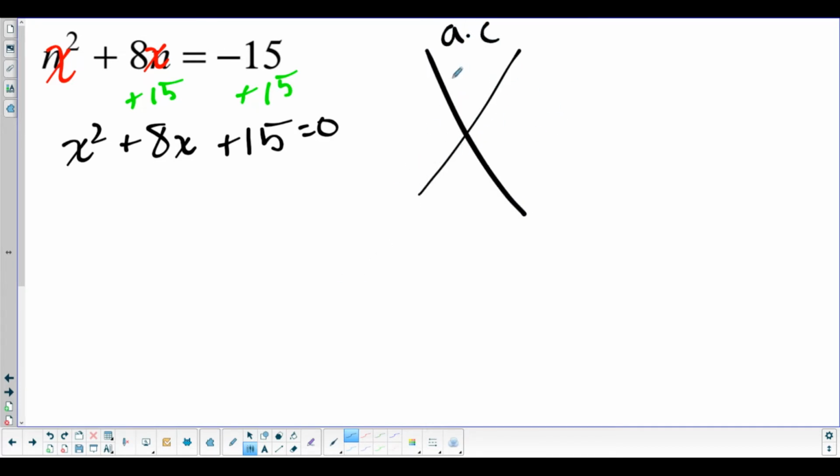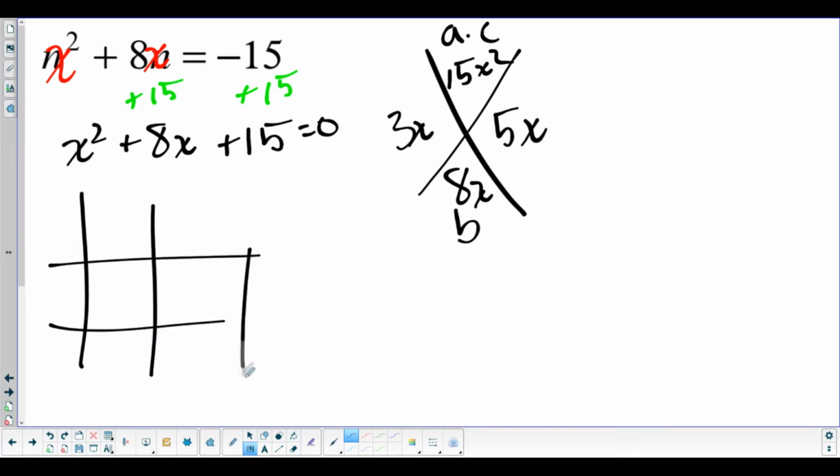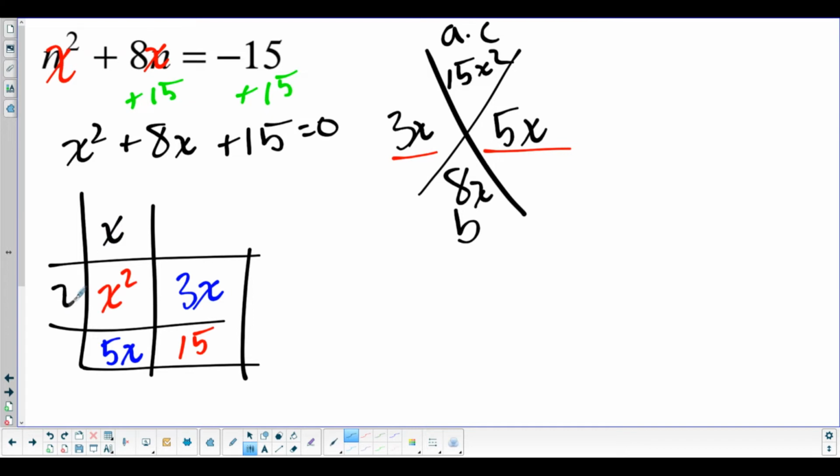Yeah, it's not bad. A times c is 15x squared. B is 8x. What are the ways to multiply to 15? I was thinking 15 times 1, and I was like, there's no way it's divisible by 2 either. But 3x times 5x is in fact 15x squared. Add them up, I get 8x, which means if I want to set up my area model, I put my first term right in the top left, x squared, and my c term in my bottom right, 15, and then I can put either of these two factors into these two boxes, call it 3x and 5x.